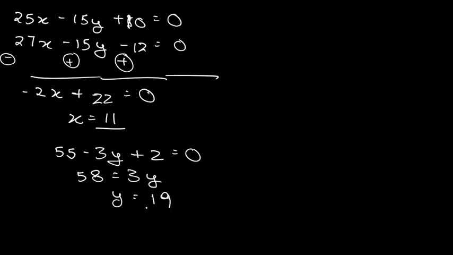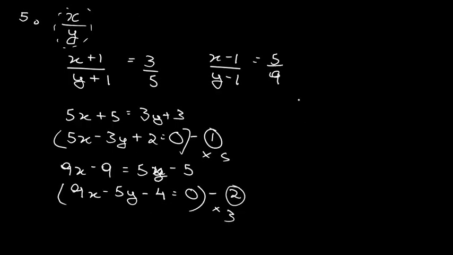Means the original fraction that was given to us was basically x by y, and the value of x by y is equal to 11 by 90. Okay, the value of x by y is equal to 11 by 90. This is the correct answer to this question.